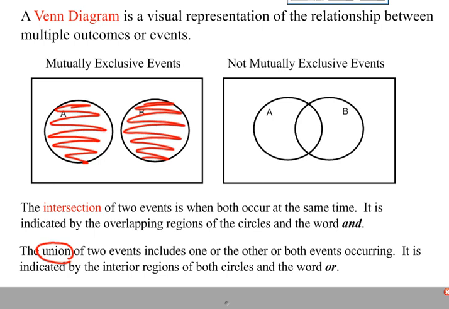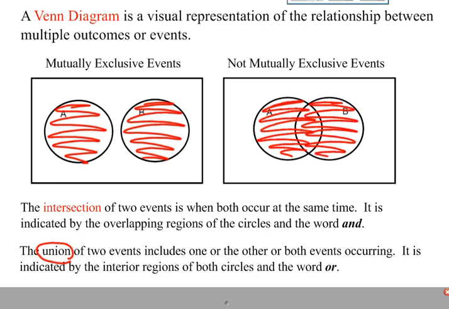So in the Venn diagram on the left, we can represent the union of the two events even though they're mutually exclusive. And in the Venn diagram on the right, we can represent the union of the two events. Here would be one event, event A. Here would be the other event, event B. And of course, the intersection, A and B, would be included in the union.